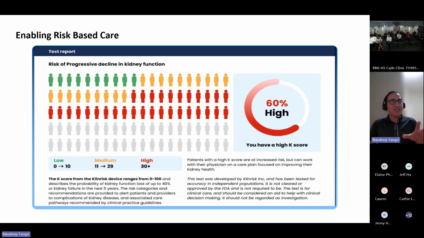So this patient has a 60% risk, very high. 60% of the circle is red. 60 out of 100 stick figures are red. And it describes that it's the risk of up to 40% decline in GFR. So that's one piece. This patient is high risk, needs to be attended to, okay?